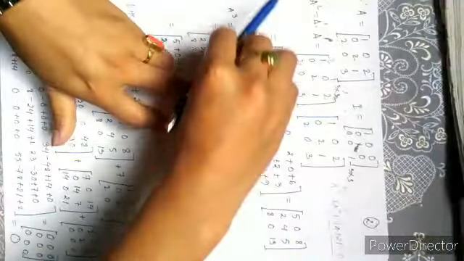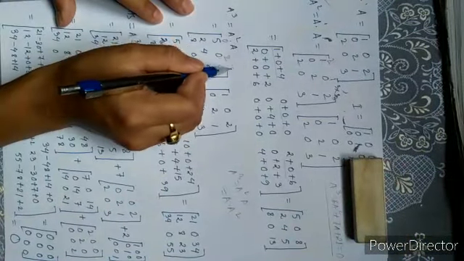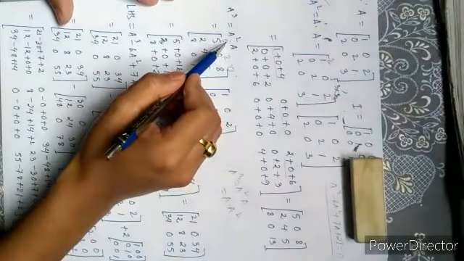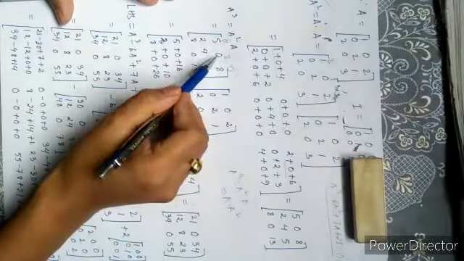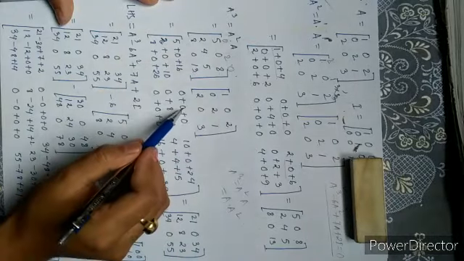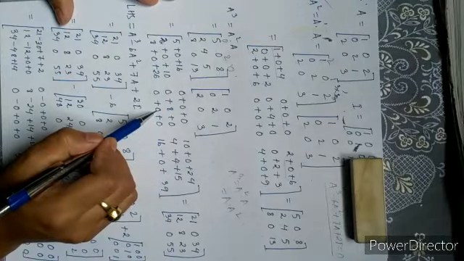Then elements of first matrix should be multiplied by elements of second column. 0 multiplied by 0 is 0, multiplied by 0 is 0. Then 0, 4, 0 multiplied by 2. 0, 2 into 4 is equal to 8. 2 into 0 is equal to 0.